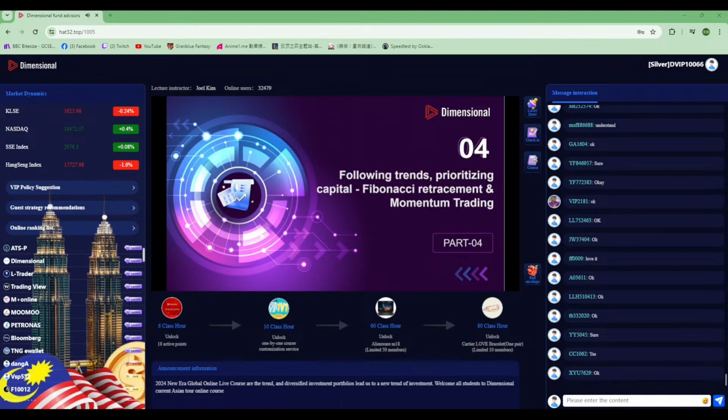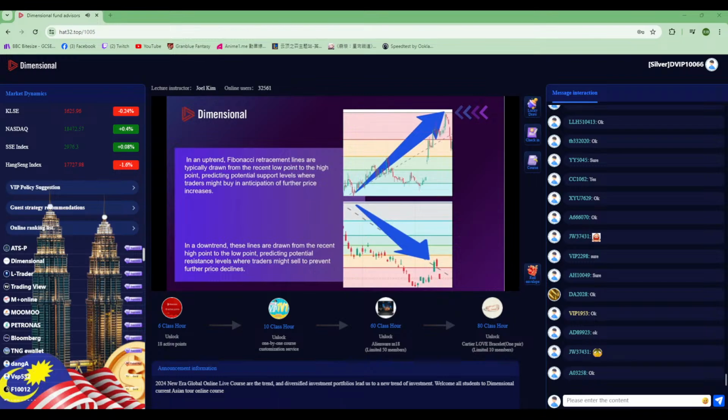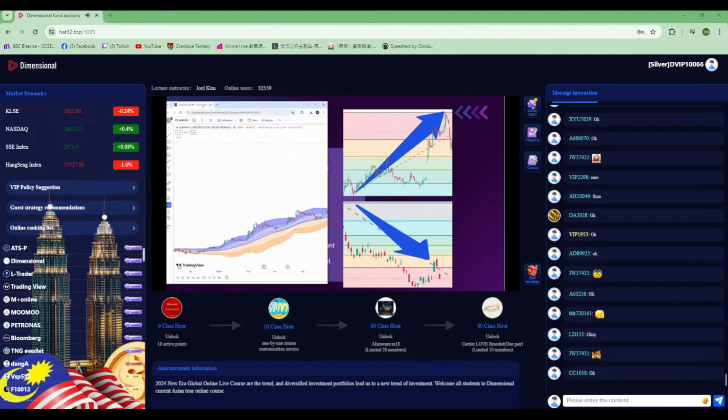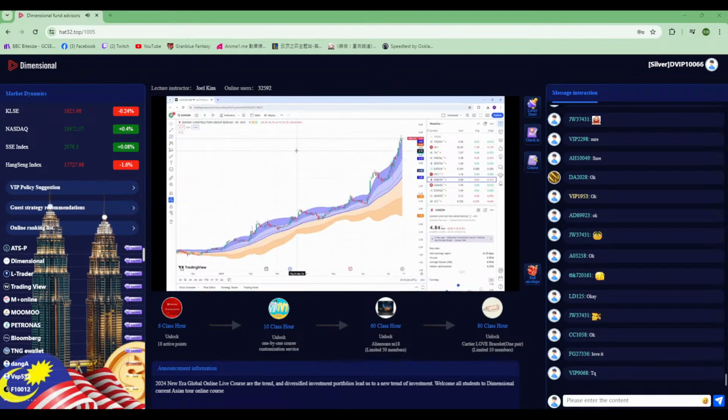All right. Now we come up to our third topic, which is borrowing trends, prioritizing capital, Fibonacci retracement, and momentum trading using Fibonacci retracement. Okay, let me just open up my TradingView to give you all a better understanding of this part.